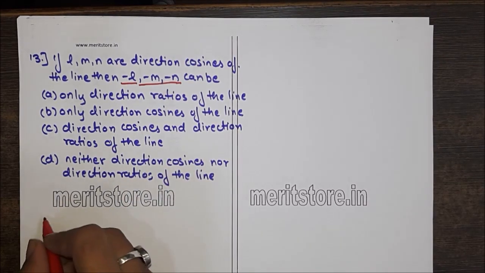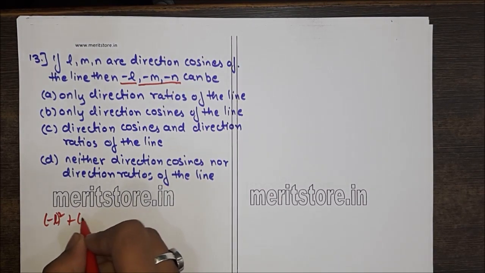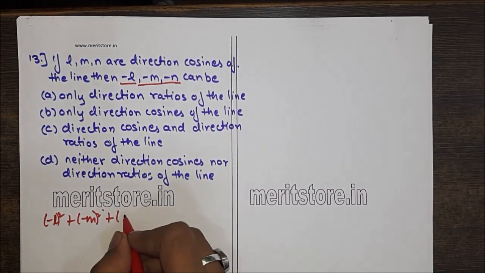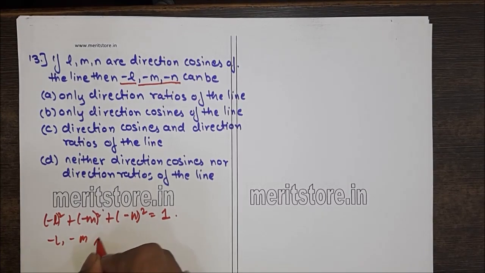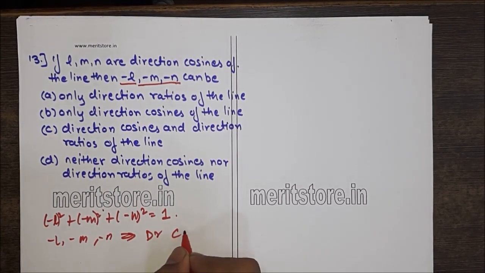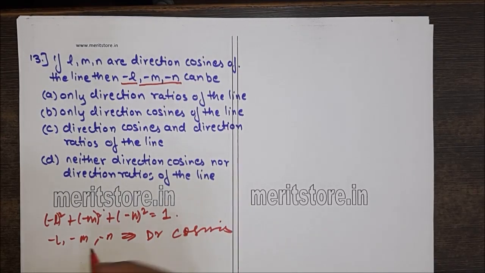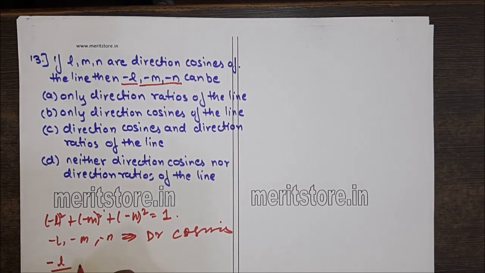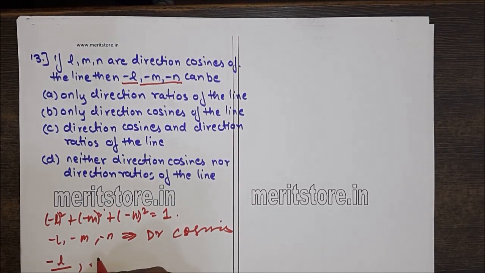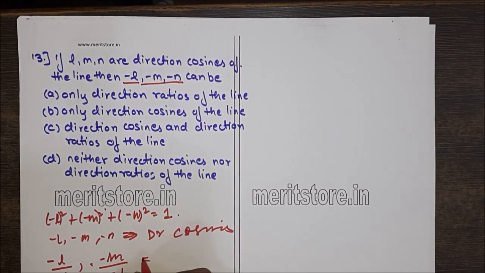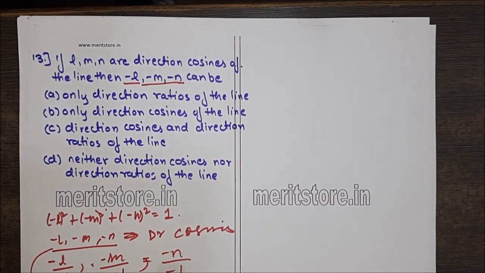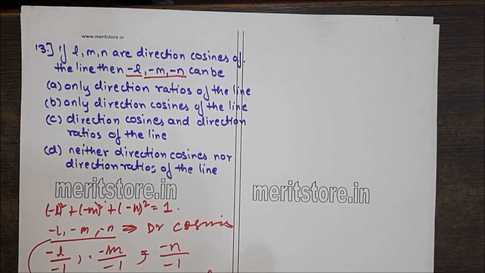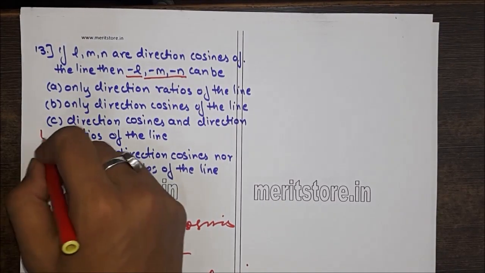Since we know that minus L square plus minus M square plus minus N square equals 1, we can say that minus L, minus M and minus N are direction cosines. Similarly, we also know that minus L by minus 1, minus M by minus 1 and minus N by minus 1 give L, M and N. So we can also say that minus L, minus M and minus N are direction ratios. So our correct answer is option C.